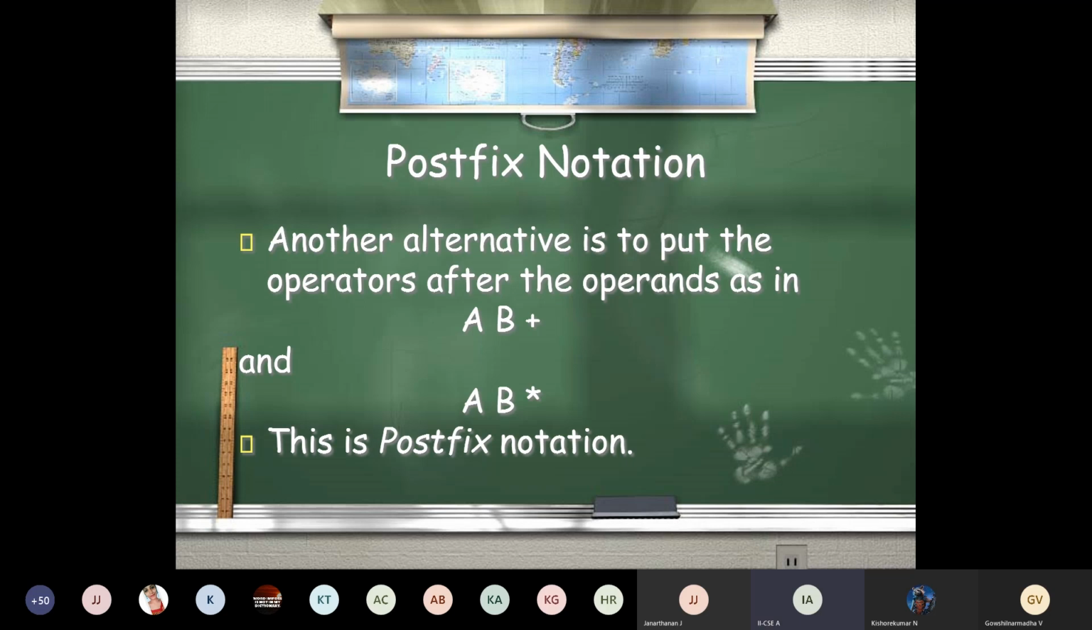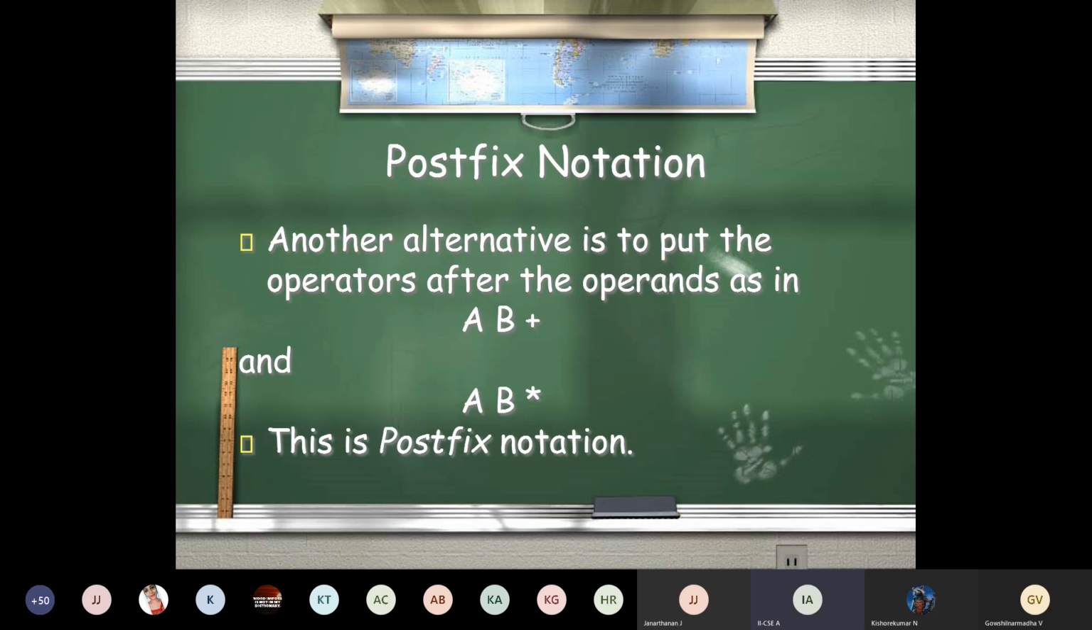In infix you write it as a plus b, in prefix you write it as plus ab, and in postfix notation you write it as ab plus. Write the operator after the operands. Similarly, multiplication will go like this: ab star. If I have a star b in infix, I'll write it as ab star in postfix notation. So in postfix notation your operator goes after the operands.